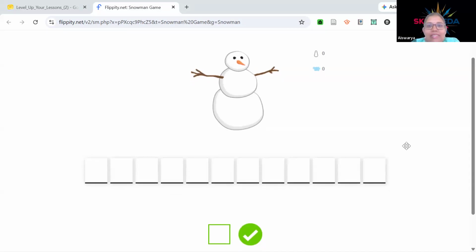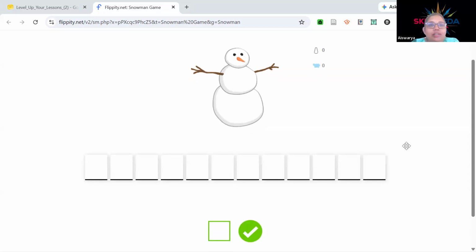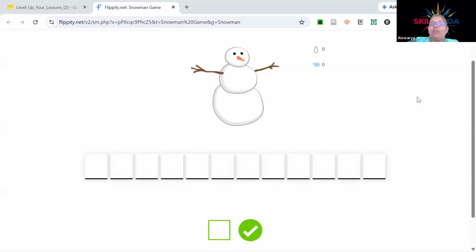Okay. So this is a very default classic game, snowman or hangman, whatever you call it. So this word is something that is related to our session today. Could you try guessing what this word could be? You can write the letters in the chat box. I will take it.